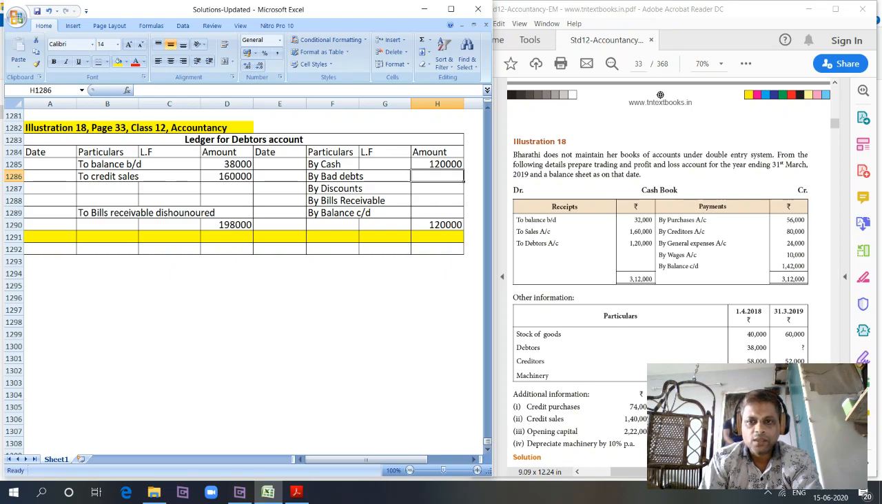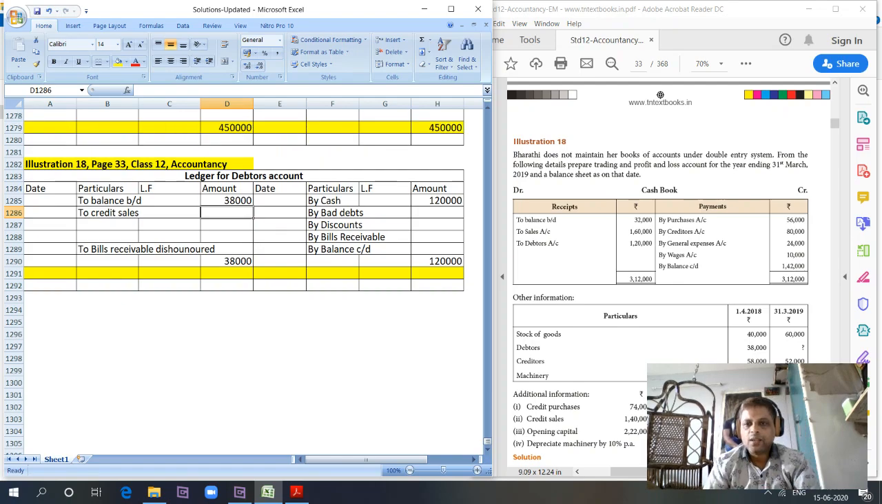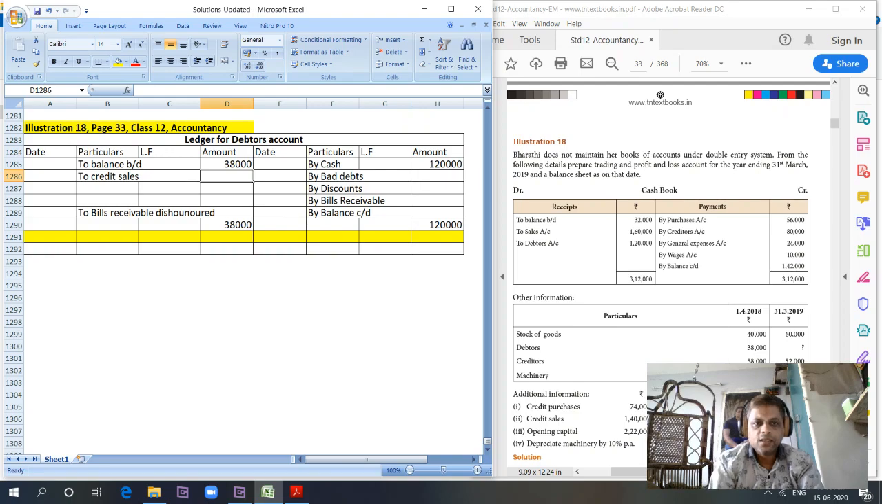I made a mistake here. Cash book to sales is a cash sale, so it should not come in as a credit sale here. So I'm taking it out because cash account debit to sales is 1,60,000, so that means it's a cash sale. So it should not come in here. So cash received from debtors is 1,20,000 here.